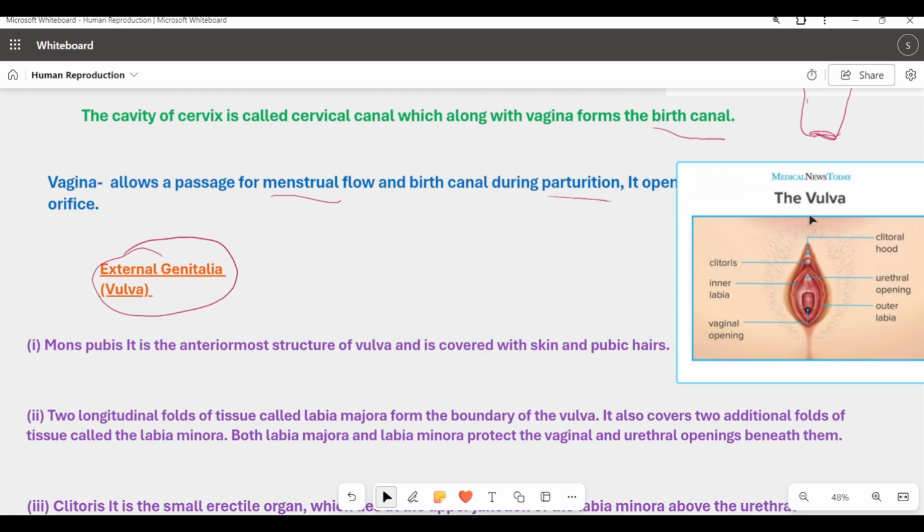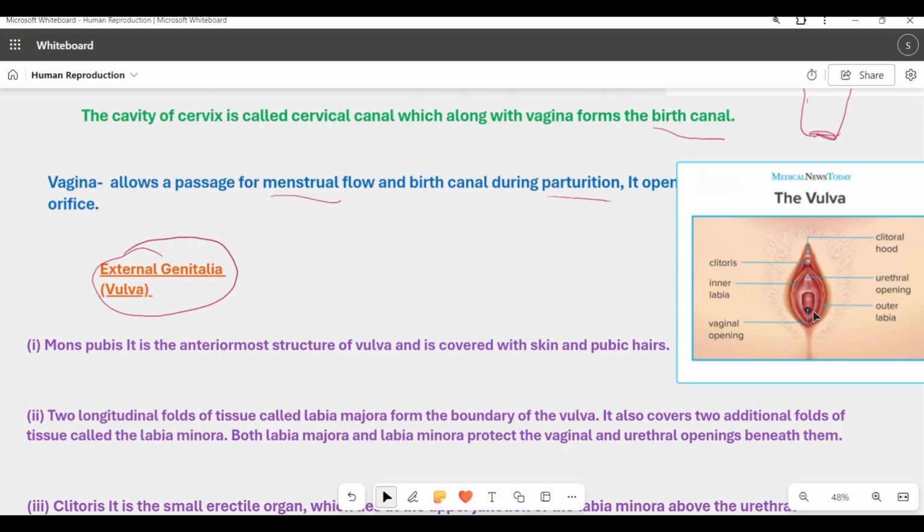This region, the mons pubis, is the anterior-most structure of the vulva, and it's fully covered with skin and pubic hair. And you can see two longitudinal folds called the labia majora, or the outer labia. The outer labia form the outer boundary of the vulva. Then there are two additional folds, the inner labia or labia minora. Both labia majora and labia minora protect the vaginal wall.